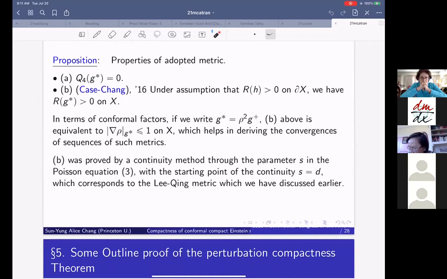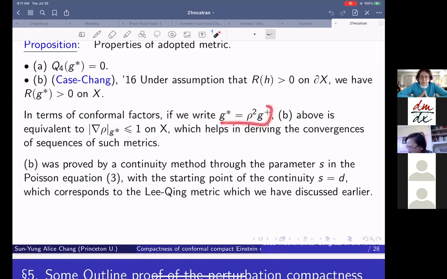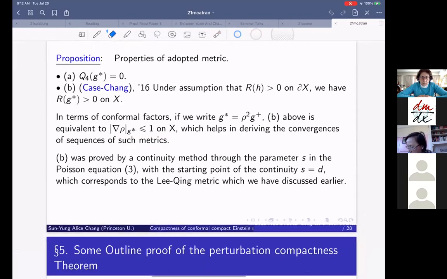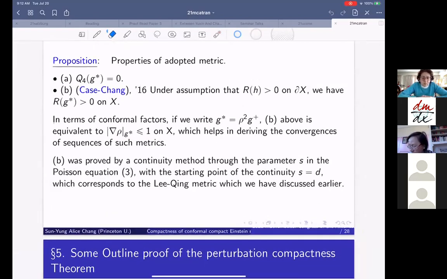And what's the significance of the second result? The second result should be viewed this way. If we think about G star equal to rho squared G plus, that's a compactified metric, then this condition, scalar curvature positive, translates to saying the gradient of this conformal factor is always less than or equal to one. So this means that if we have a sequence of metrics, then it's easier to talk about the limit of the metrics because the gradient of this rho i is all bounded by one. It's a useful result in deriving the convergence of the sequence of metrics. So that's one key property.